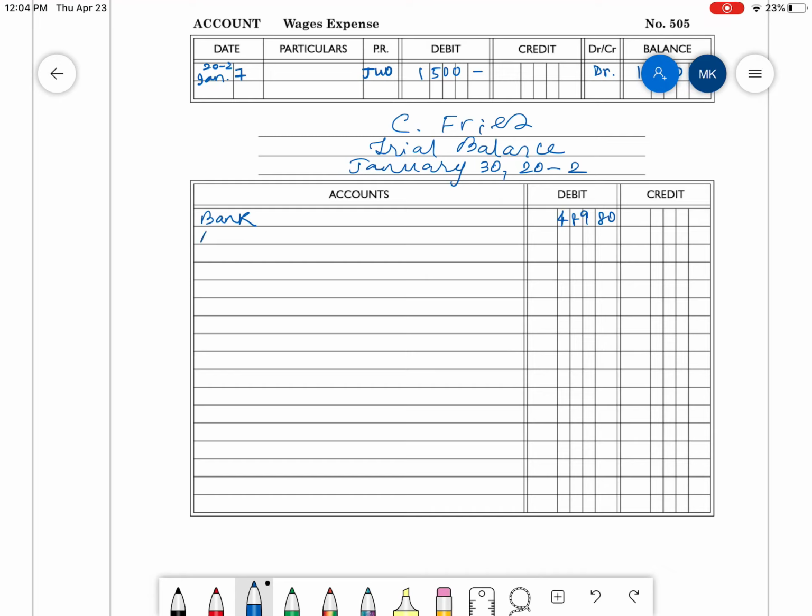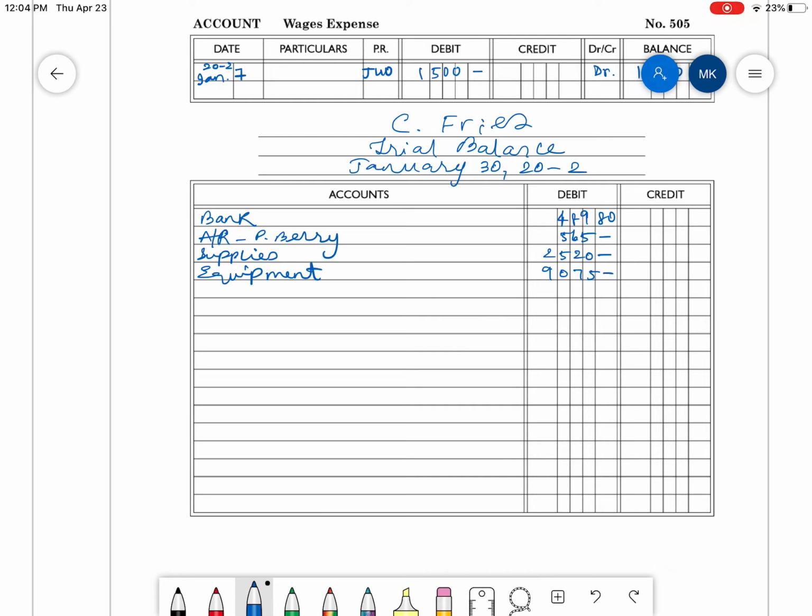Then accounts receivable, B Berry. Now this accounts receivable also has a debit balance, so 565 on the debit. Supplies also has a debit balance, so you write 2520 on the debit. Then equipment is given to us. There was no transaction of equipment, but the balance is given to us, so we write the balance of equipment, that is 9075.